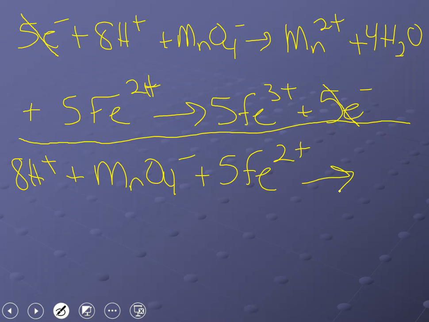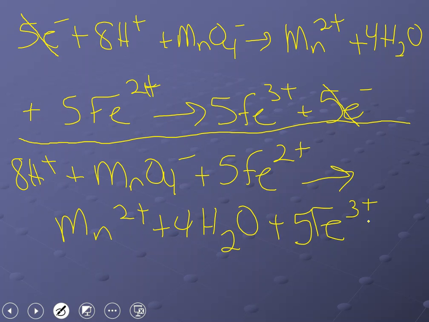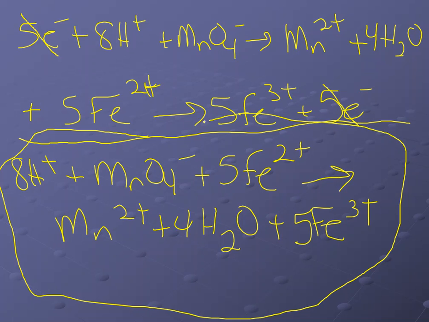Those are my reactants. My products, I'm going to bring down my Mn2+, plus my 4 water. And that takes care of those two, but I also am bringing this down as well. So I've got to put plus 5 Fe3+. This right here is my result from all of that. It's a lot of work just to give you a silly, funny looking equation.